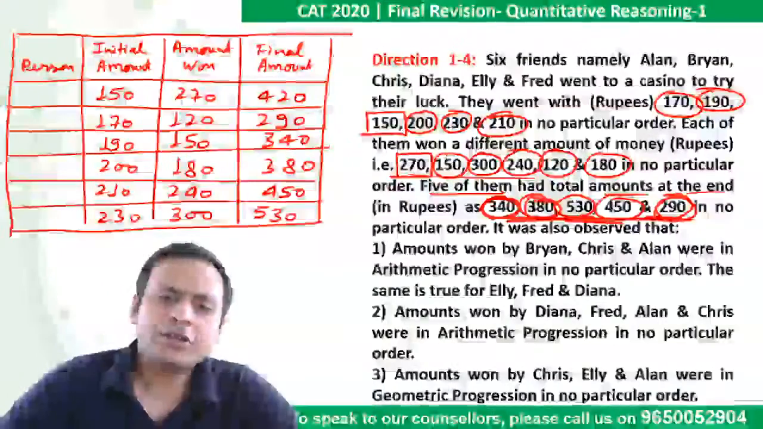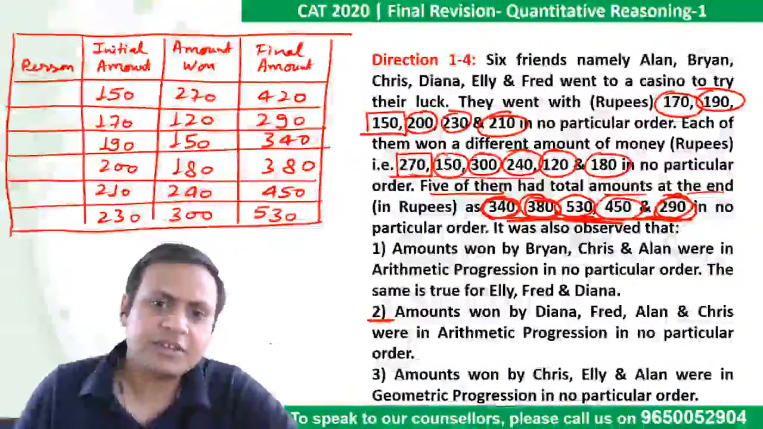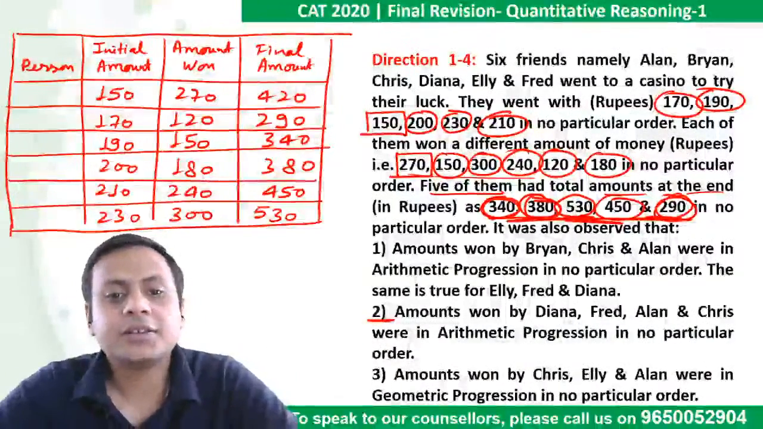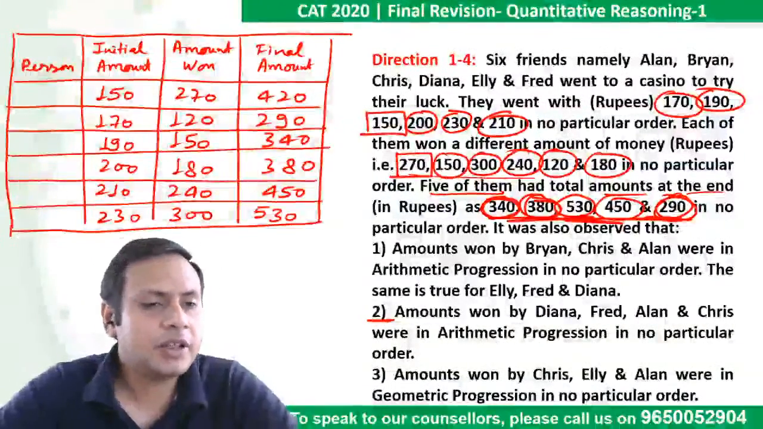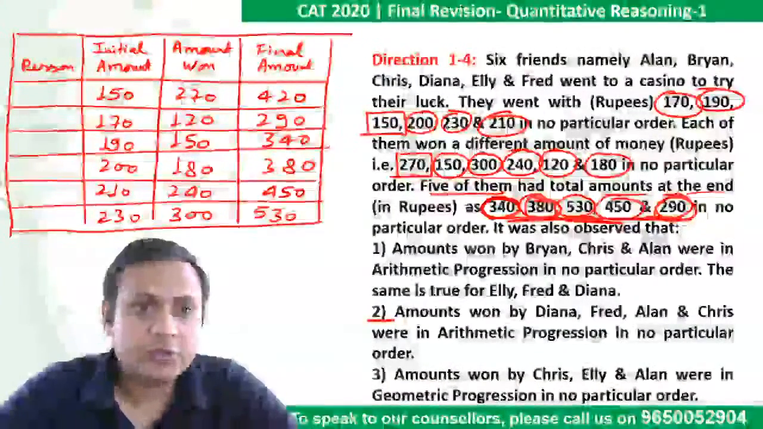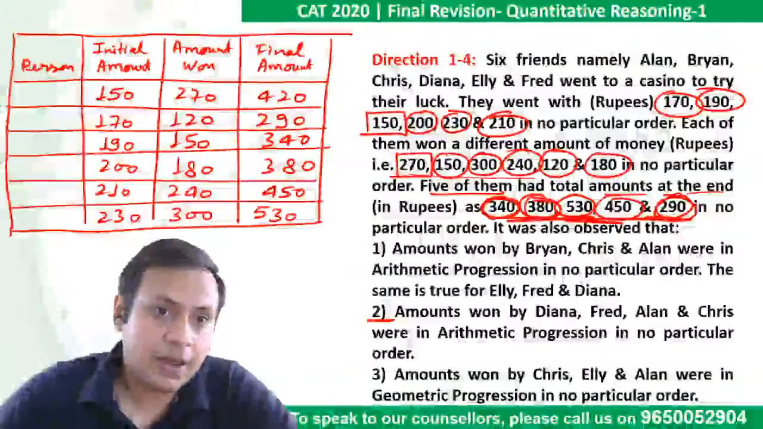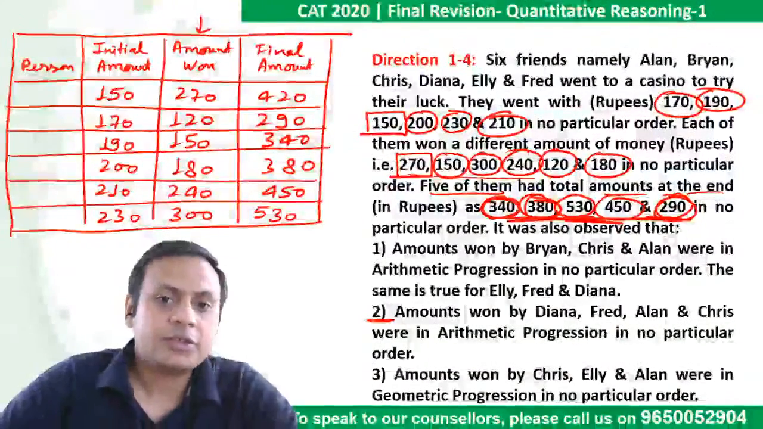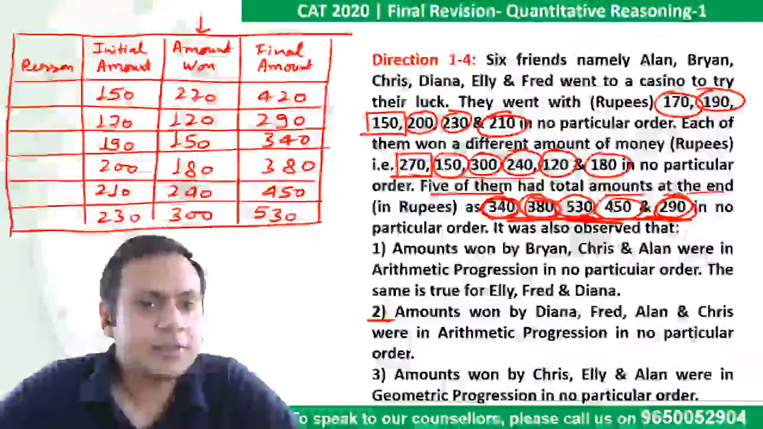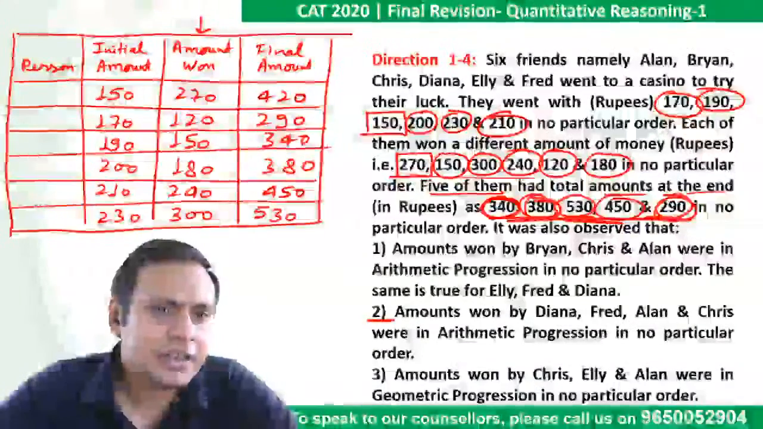By the way, focus on the second point. They are saying the amounts won by Diana, Fred, Ellen and Chris were in AP, in no particular order. So we need to focus on the second column, amount 1. There are 4 people: Diana, Fred, Ellen and Chris. They were in AP. How can we get the AP?